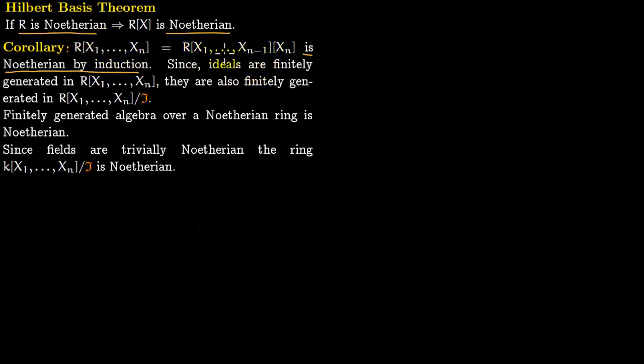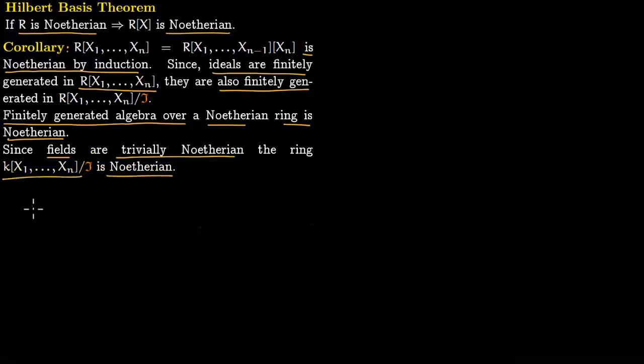Just this procedure. Now since ideals are finitely generated in this ring, because we have just said that this is Noetherian, they are also finitely generated if you mod out an ideal I from this ring, precisely because the ideals here which contain I will descend here. They are finitely generated here, so they are going to be finitely generated here also. So a finitely generated algebra over a Noetherian ring is Noetherian, because this is the definition of a finitely generated algebra. Now fields are trivially Noetherian, and therefore the ring of this form k[x1, ..., xn] modulo I is also Noetherian.